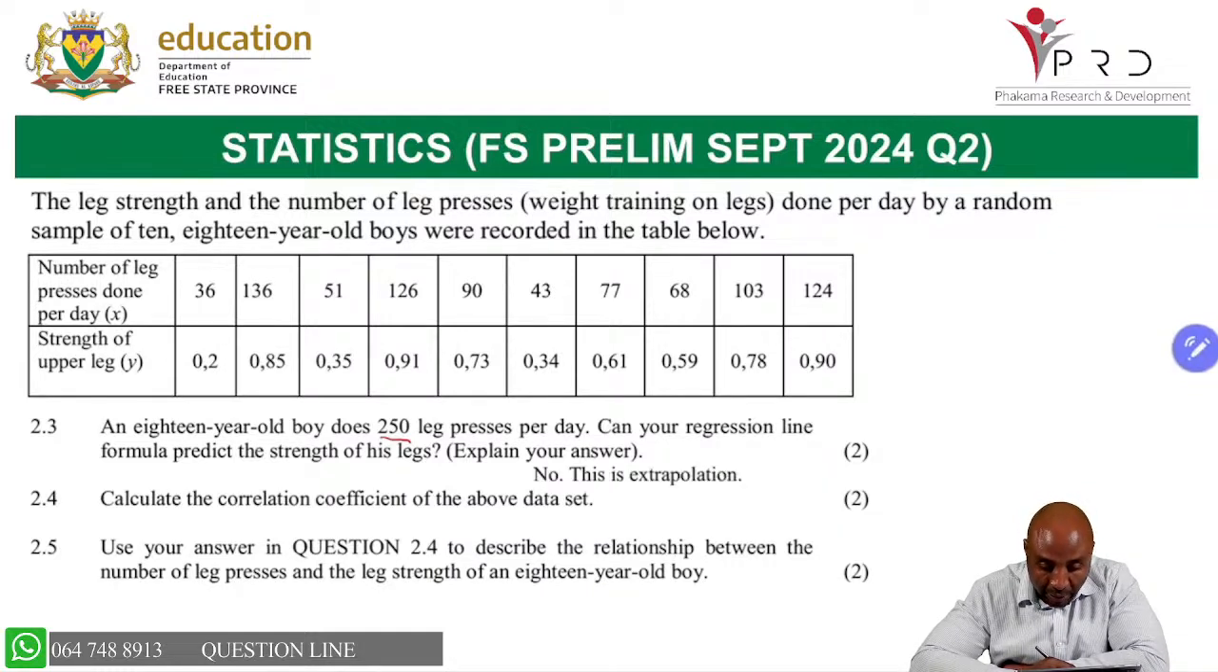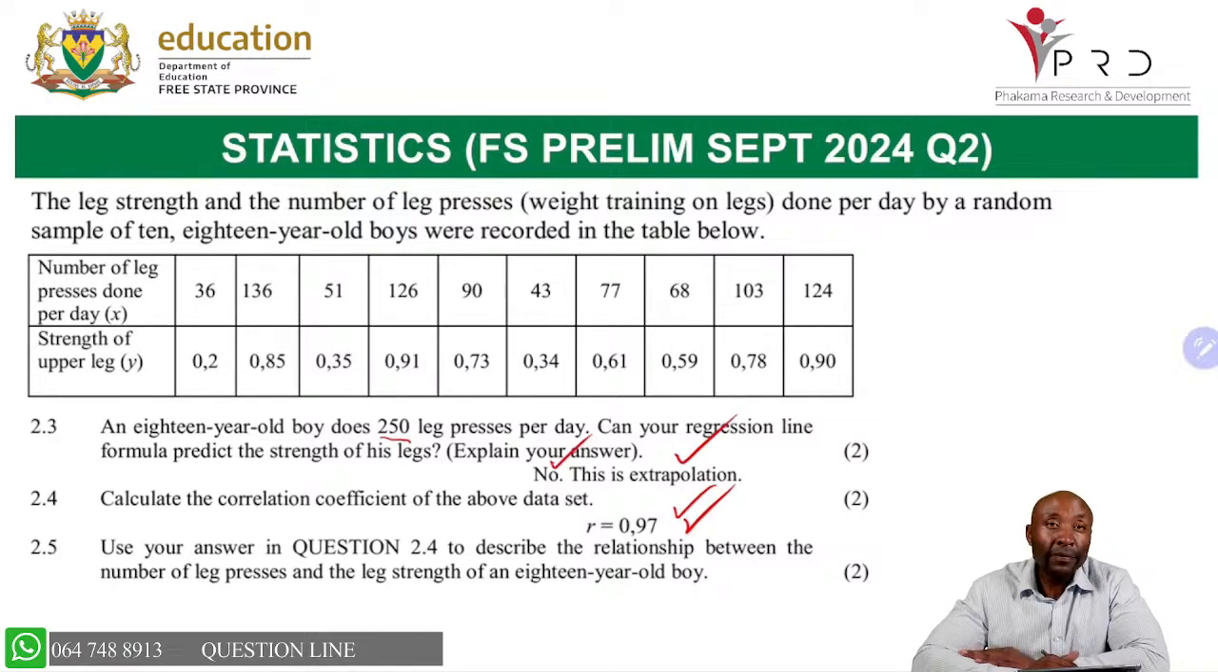The next question, we are saying calculate the correlation coefficient of the above data. We are using our calculator. We'll get our R as 0.97. We get our 2 marks for just reading. Here you give a valid explanation. Extrapolation, remember it's outside the minimum and the maximum X value.